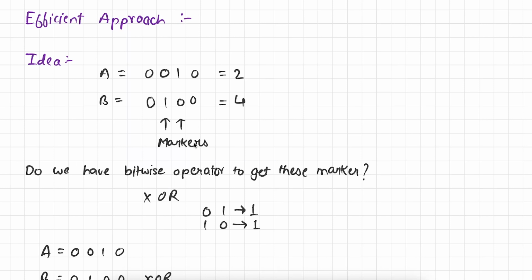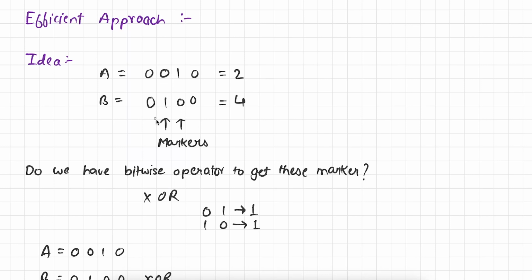So the idea for the efficient approach is, let's say we have two numbers a and b. The a is equal to 2 and b is equal to 4. The binary representation of number a is 0010 and for b is 0100. Now if I ask you how many bits we need to flip to convert 2 to 4, then you can simply say 2 bits. Why? Because here there are 2 alternating bits and we need to flip this bit. Okay, and here also we have one alternating bit and we have to flip this bit.